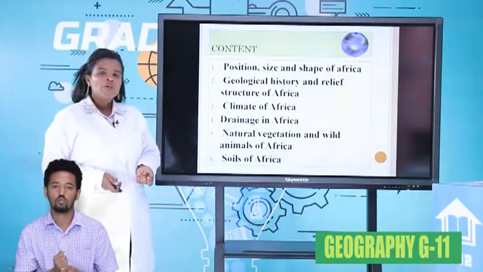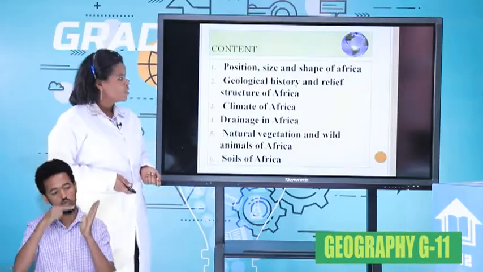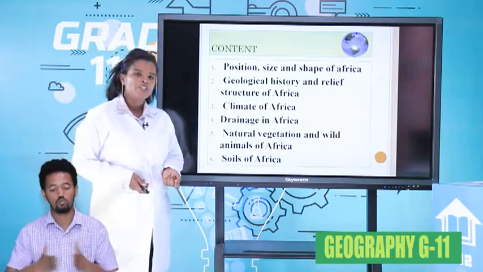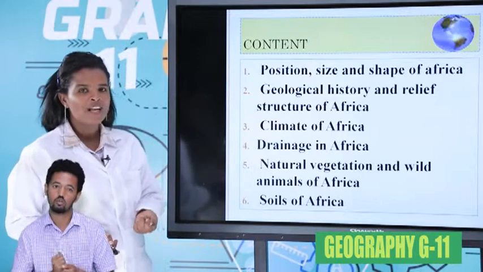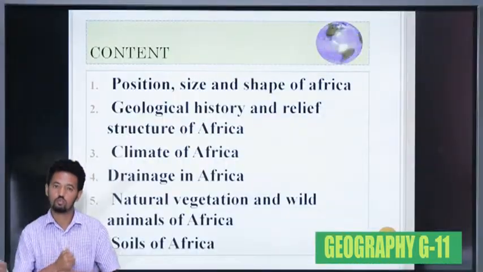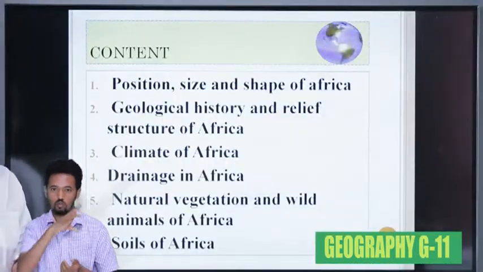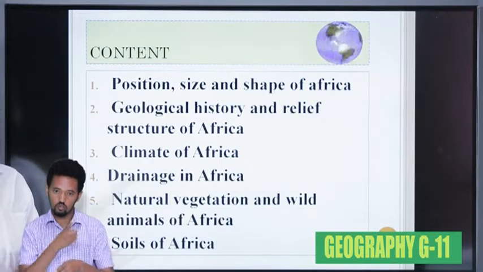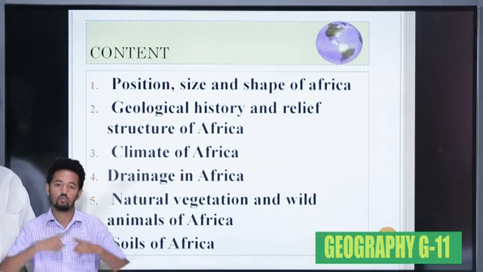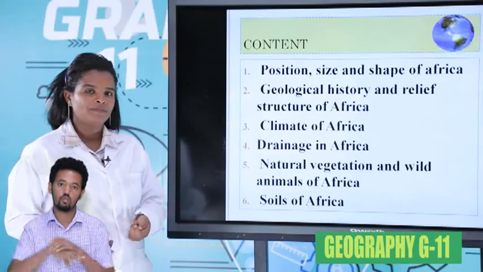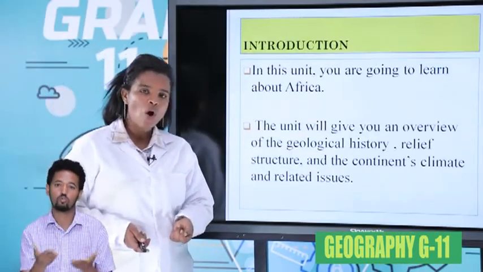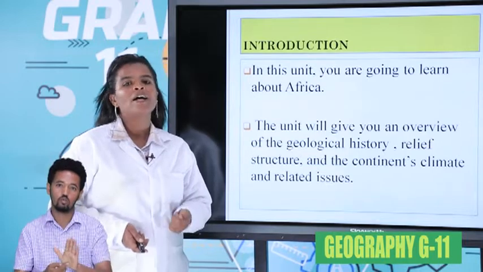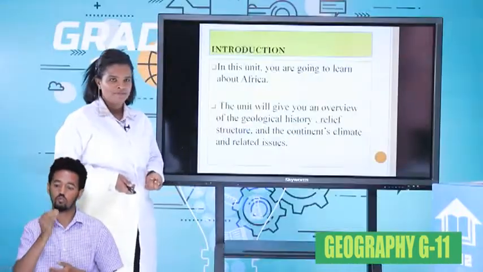The content of the unit includes position, size, and shape of Africa, geological history and relief structure of Africa, climate of Africa, drainage in Africa, natural vegetation and wildlife of Africa, and soils of Africa. The unit will give you an overview of the general physical characteristics of Africa.